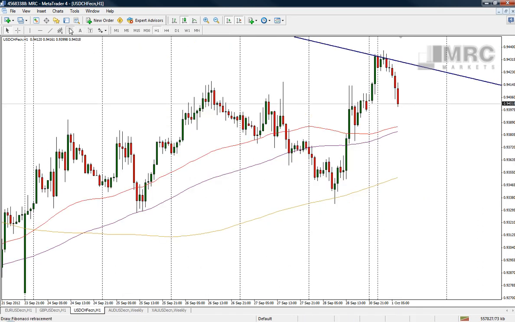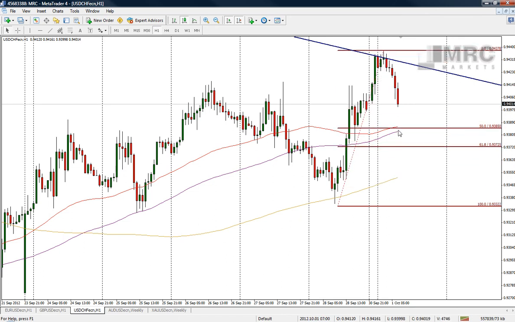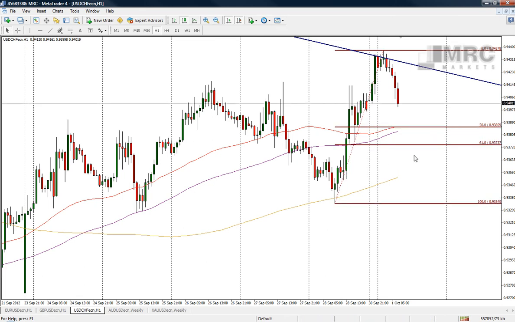Any shorter term players who are looking for any buy opportunities, I'll be looking at this fib here, which also coincides with that 55 hour moving average. The recent swing low there to the highs, nice fib play there. Keep an eye on that if we do get any further sell off on this dollar Swiss.